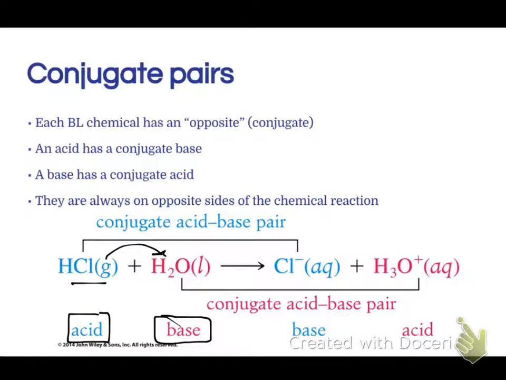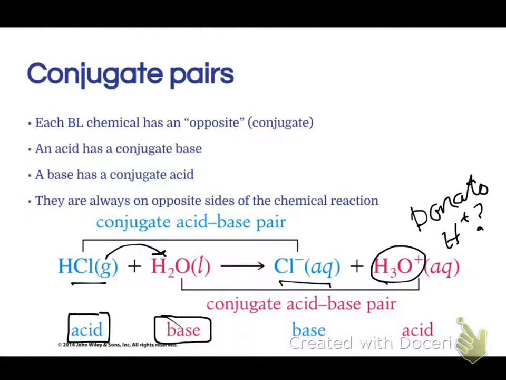Now to figure out which one on the right side is an acid or a base, what I can do is imagine if I went backwards, which one would donate the hydrogen. Okay, and if I can answer that question, that tells me which one is the acid. Chloride has no hydrogen to give up, so that must mean that H3O+ is going to be the acid. Well, if that's true, then Cl- has to be a base.